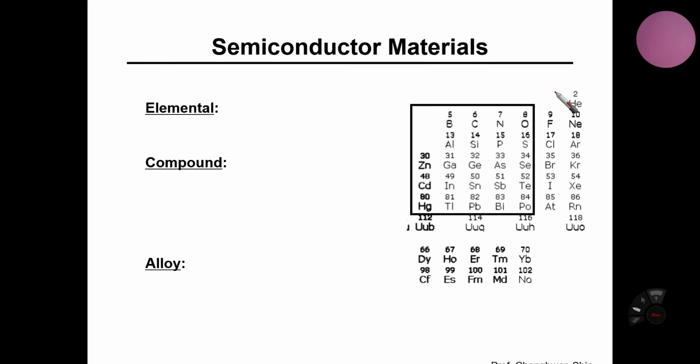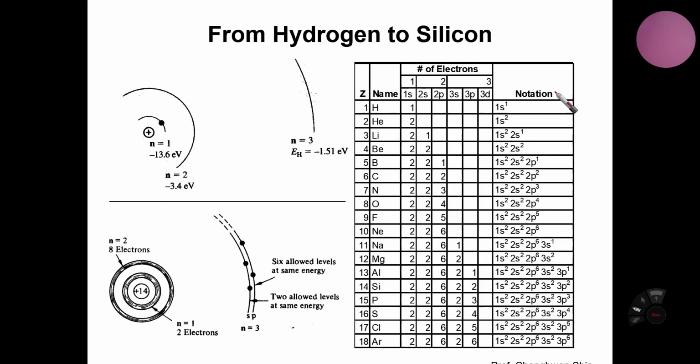Next, we have studied how to classify the semiconductor materials into three different classes: elementary semiconductor, compound semiconductor, and alloy semiconductor. Okay. And afterwards, we have learned the atomic structure of hydrogen versus silicon.